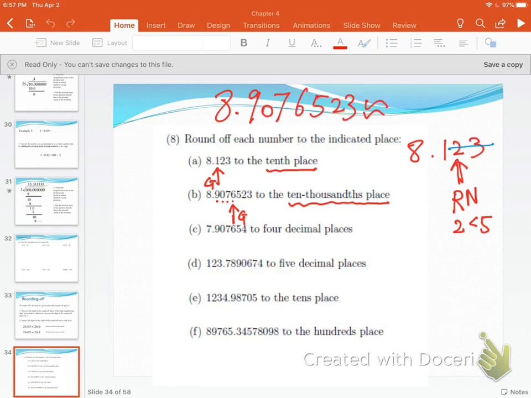8.9076523, after rounding off, you keep everything before the given place, number 6. And then because 5 is greater than or equal to 5, the given place will be increased by 1. So you put a 7 here. After rounding off it is 7. And then all the numbers after the given place will be deleted. So you can finish other questions as exercise.